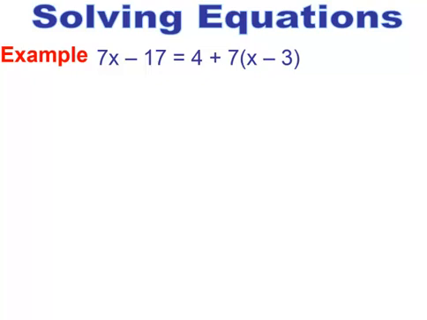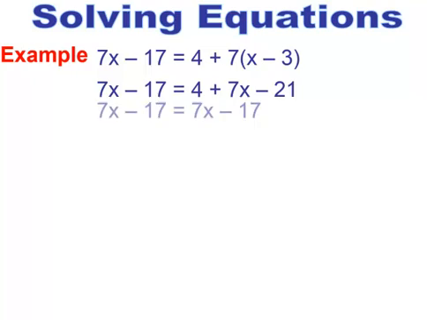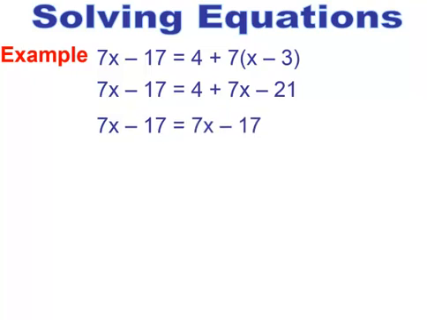Now in this example, again, it's a multi-step equation. I'm going to do the distributive property first. So I distribute that 7, and I get 7x minus 21. And then I'm going to combine like terms. And when I combine like terms, I have 4 minus 21 will give me a negative 17.